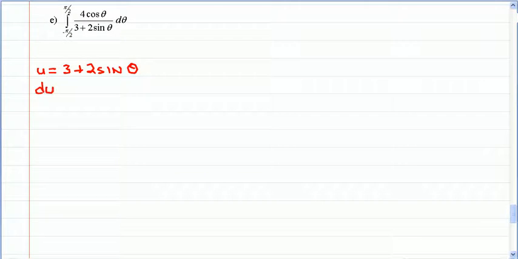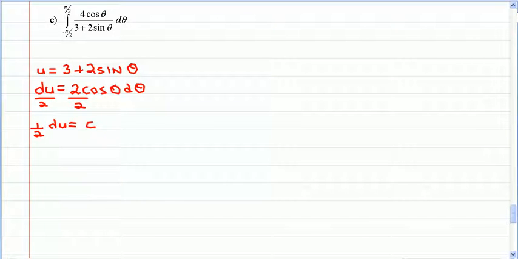So when I take du, the derivative of 3 is 0, and then the derivative of 2 sine theta is 2 cosine theta d theta. And if I divide both sides by 2, I have 1/2 du equals cosine theta d theta, which is in the problem. I have a cosine theta d theta.